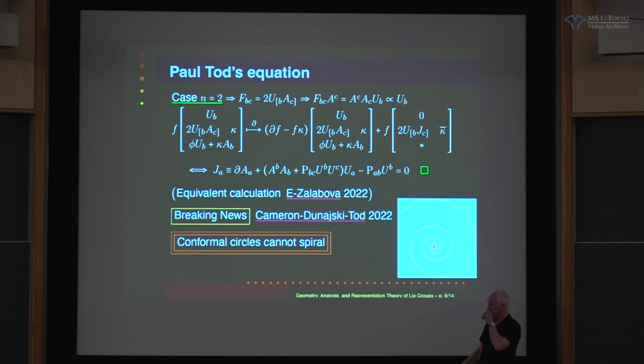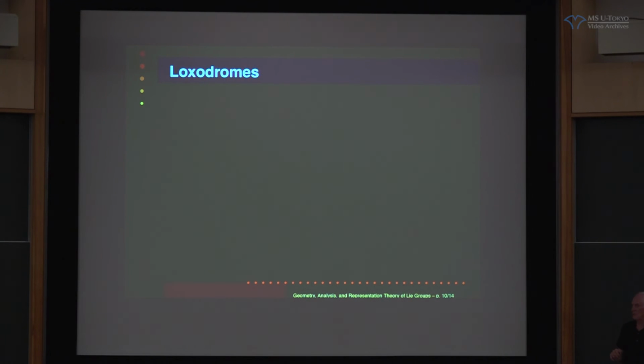This is something which might happen for these conformal circles. It doesn't happen for geodesics. That's one of the reasons why geodesics are so good in Riemannian geometry. In fact, geodesics for any connection have this property that they cannot spiral. But these ones, they might spiral.